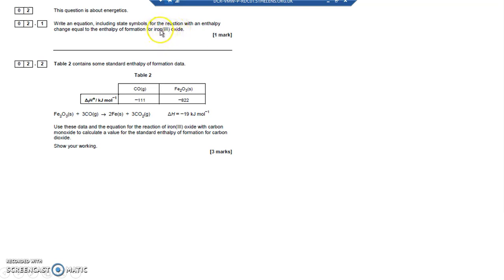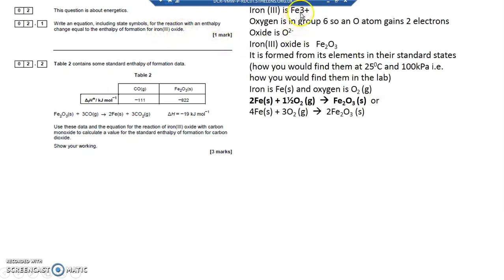Iron 3, Fe, means it's Fe3+. Oxide, an O ending. Oxygen's in group 6 with an oxidation state of -2. It forms 2- ions, gains 2 electrons to fill up its outer shell to get 8 electrons. So it's 3+ and 2-. So it must be two 3+ and three 2-. It must be Fe2O3. So the two 3+ balance out with the three O2-.